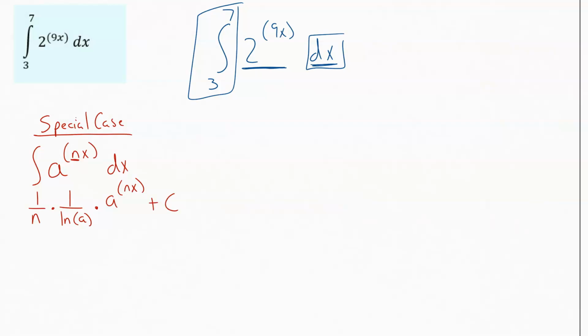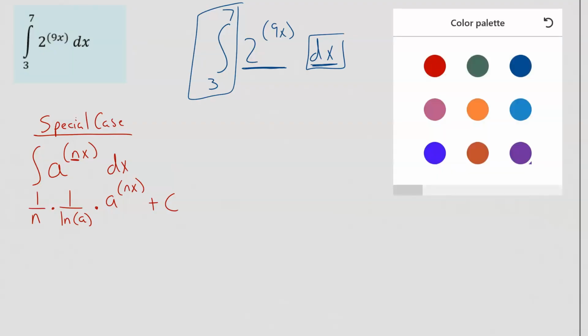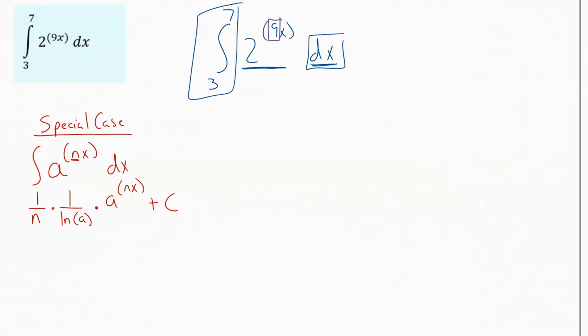So as we come through and look at this problem specifically here, our a value on this, our n value, excuse me, is 9. Our a value is 2. So putting this together, we would get 1 over 9 times 1 over the natural log of 2, and then times the rest of the stuff just stays the same. So 2 raised to the 9x.